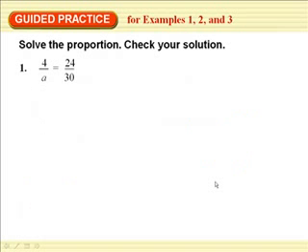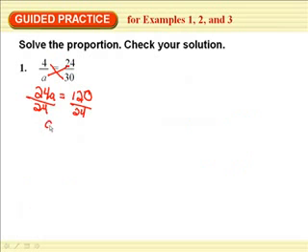All right, solve the proportion, check your solution. So we do our cross products right here. So I get 24a equals 120. 4 times 30, divide by 24. A equals, I think it's 5.